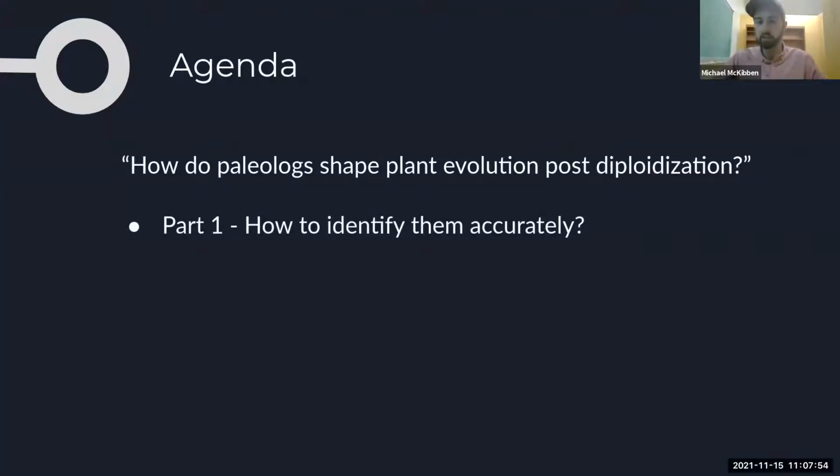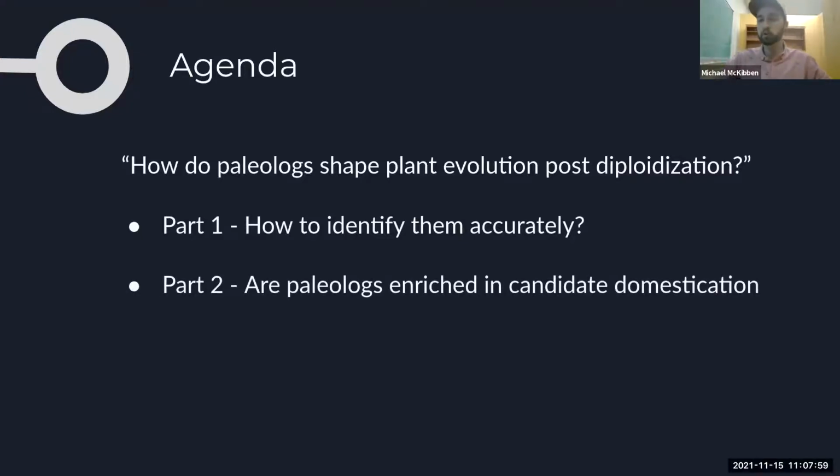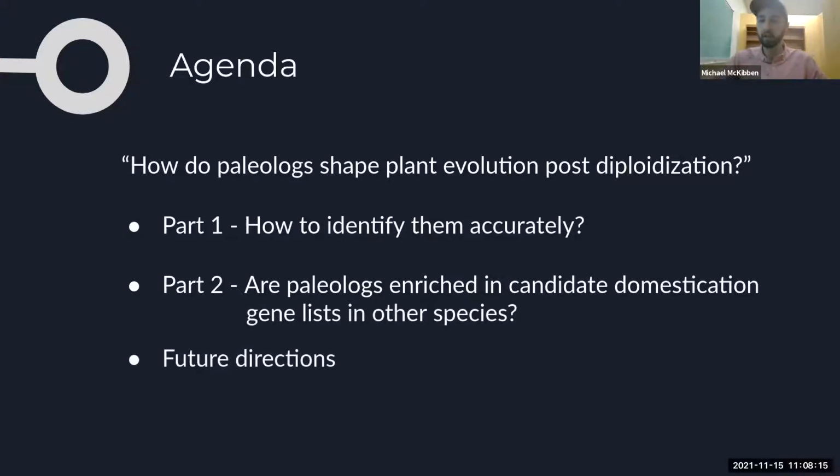That's what I'll be discussing with you today, with the first part of my talk being dedicated to how we actually identify them accurately within genomes of diploids, and part two moving on to a first case use scenario of some of these tools for testing to see if this pattern of paleolog enrichment in candidate domestication gene lists occurs outside of Brassica rapa. And then of course, wrapping it all up with some future directions.